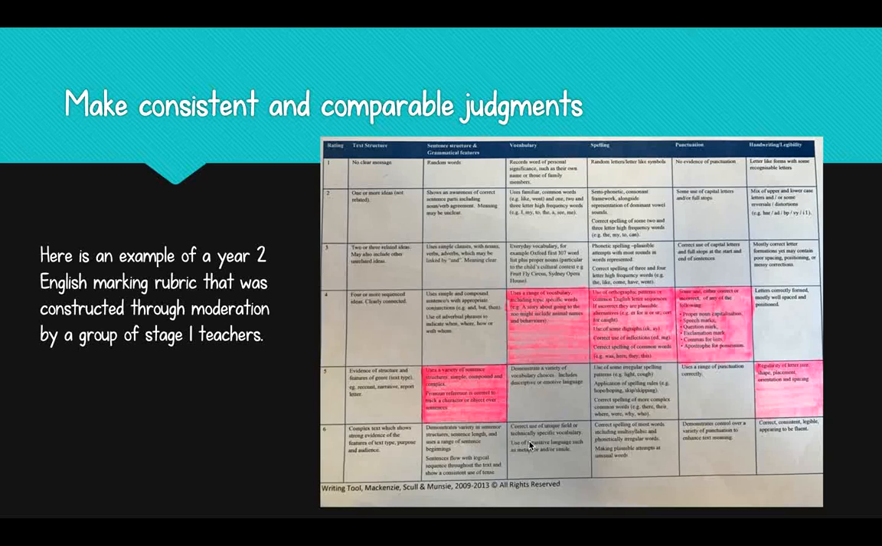Here is an example of a Year 2 English marking rubric that was constructed through moderation by a group of stage 1 teachers. So as you can see, they've got criteria on text structure, sentence structure, grammatical features, vocab, spelling, punctuation, handwriting. So this is more a writing rubric, but it gives you an idea of how they would mark their students. All teachers from stage 1 get this criteria.